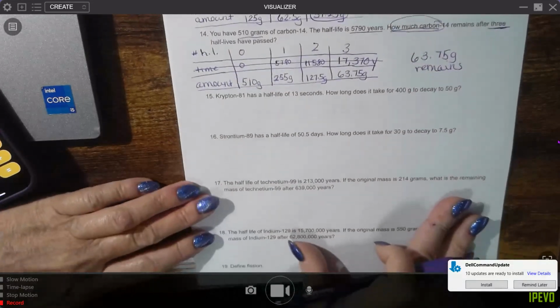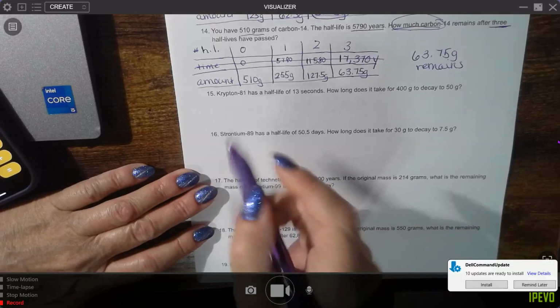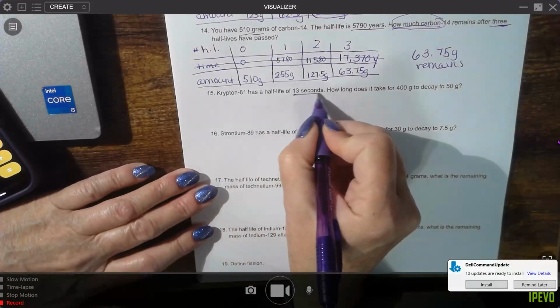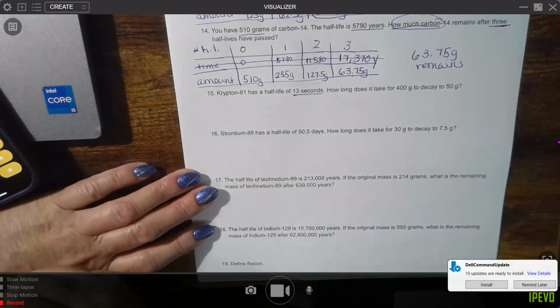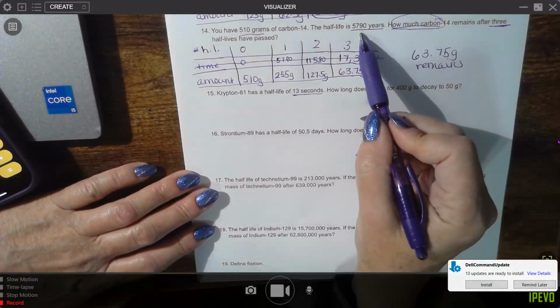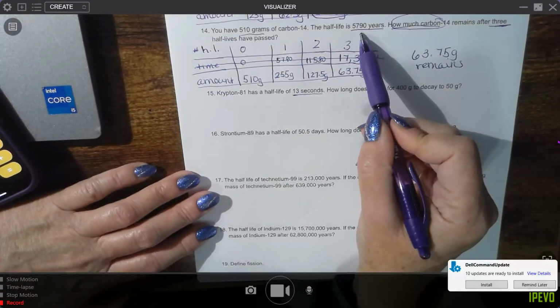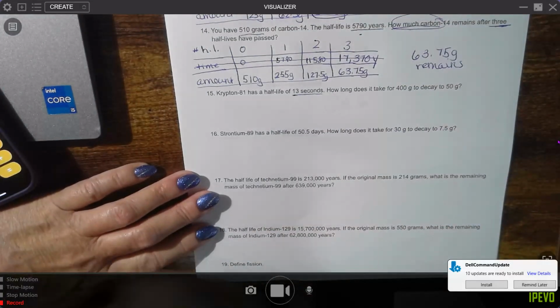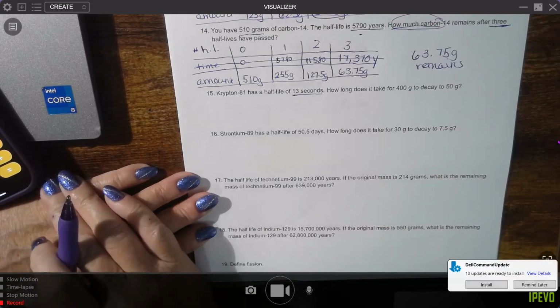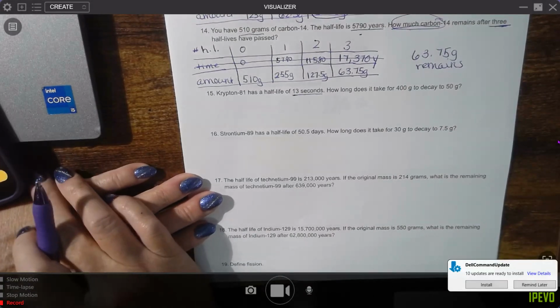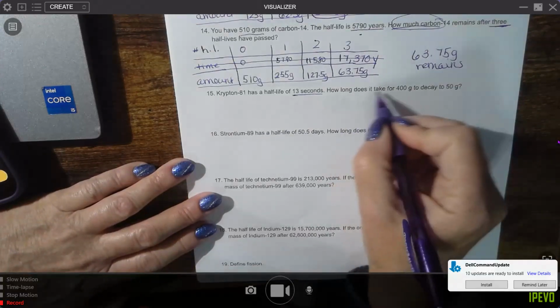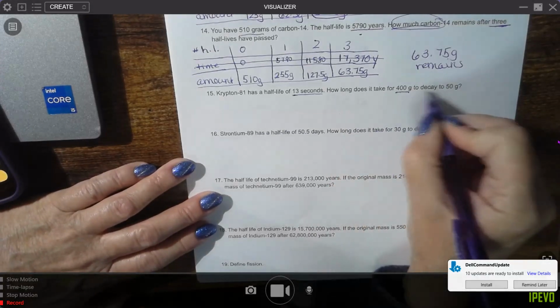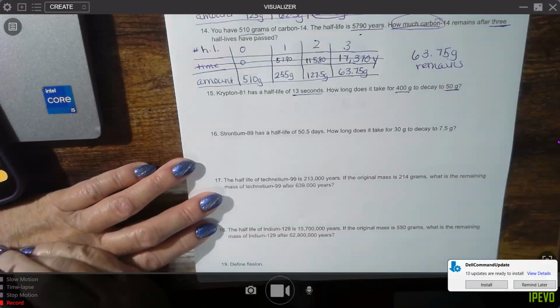All right, let's look at number 15. Krypton 81 has a half-life of 13 seconds. Okay, big difference, right? 5,790 years for carbon 14, 13 seconds for Krypton 81. So half-lives can be kind of all over the place. All right, so how long does it take for 400 grams to decay to 50 grams?